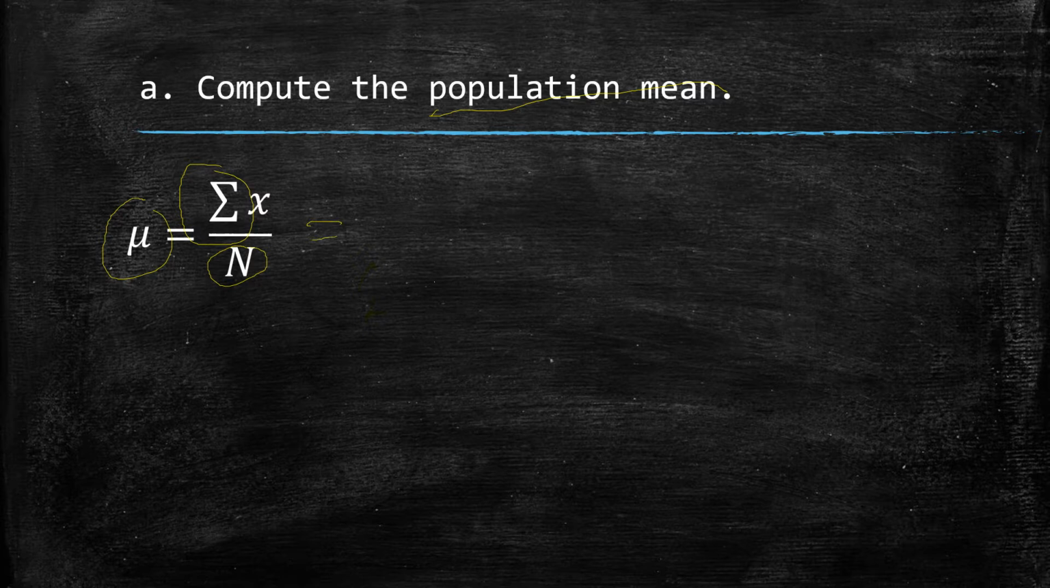So you're going to add the elements in your population. So you have 2, 3, and 4 divided by the entire population. So you have 2 plus 3 plus 4 divided by, there are 3 numbers, so n equals 3. So you add this, you have 9 divided by 3. That means the population mean is equal to 3.